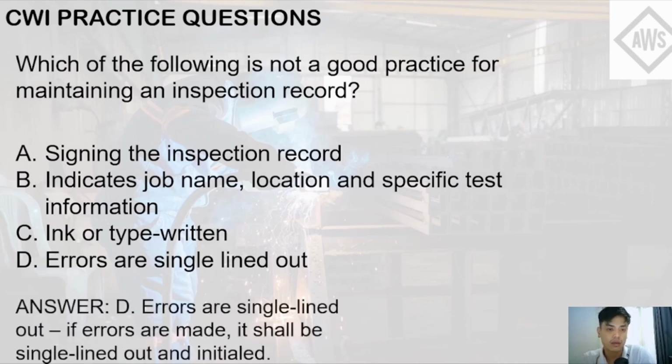So if errors are made during the remarks or indication of remarks in the inspection records, it must be single lined out and initialed by the one who did it. Basically, it is the welding inspector that made those remarks. So if he has errors on it, he needs to initial it as well.